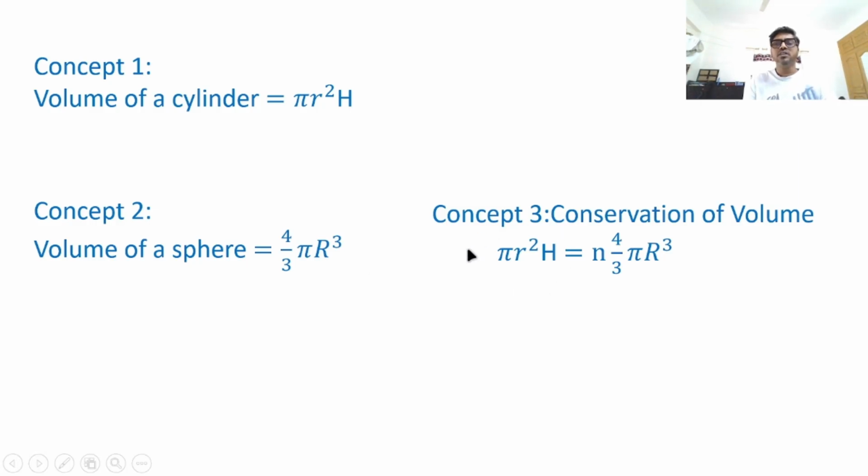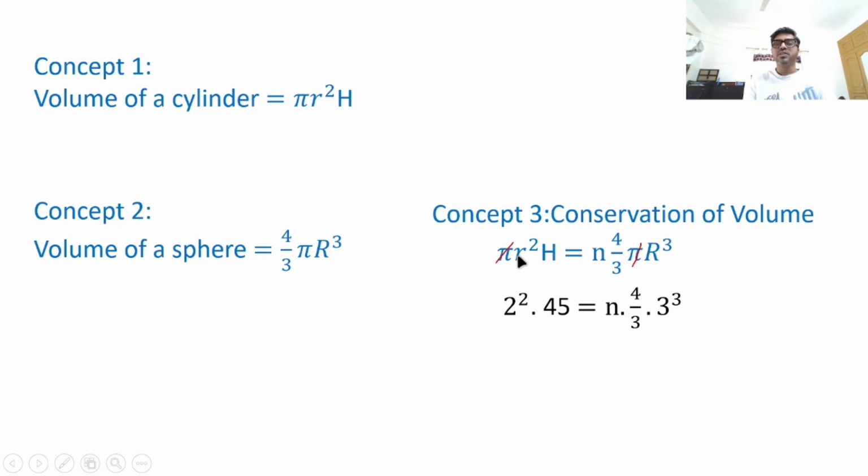Initially the cylindrical volume is pi r squared h. Finally you have n spheres. Let's say n is the number of spheres created. So that will be n into 4 by 3 pi R cubed. We need to simplify it. First cancel pi on either side and then substitute the values given.